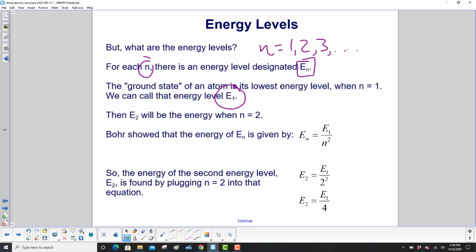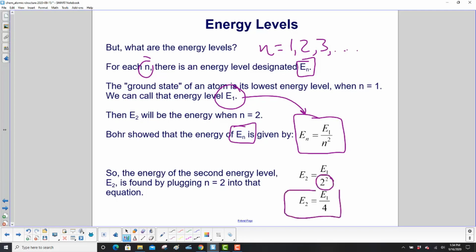Bohr showed that the energy of an energy level, E sub n, is equal to E1, right? That's the lowest energy level, divided by n squared. So the energy of the second energy level, E2, is found by plugging n equal 2 into the equation and finding out that the energy level, E sub 2, is equal to E sub 1 divided by 4.